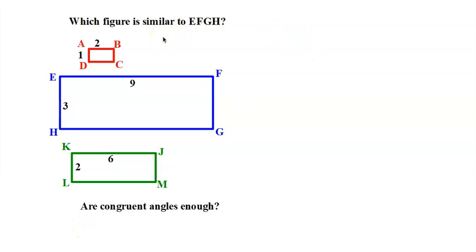We also said that the sides had to be proportional. So let's take a look at that. Let's just look at ABCD. So here, 1 to 3 and 2 to 9. Well, do those ratios work? Is 1/3 the same as 2/9? No, that doesn't work. So the angles were the same, but the sides didn't match up.